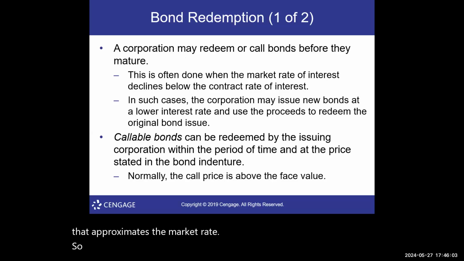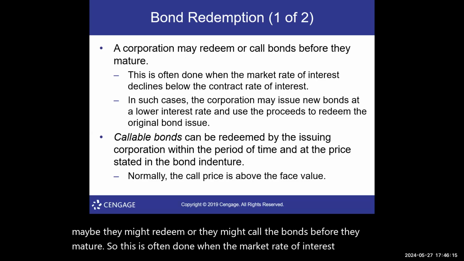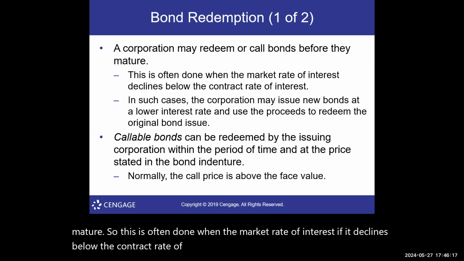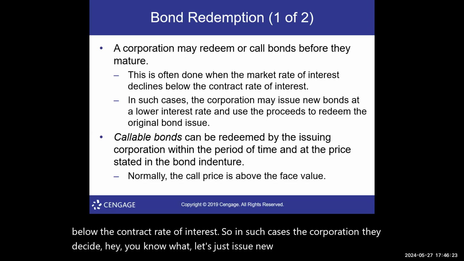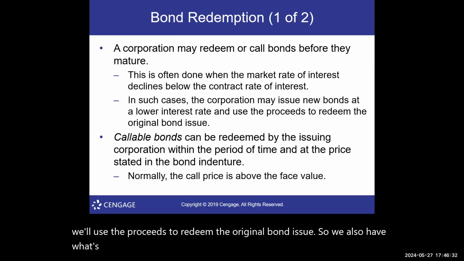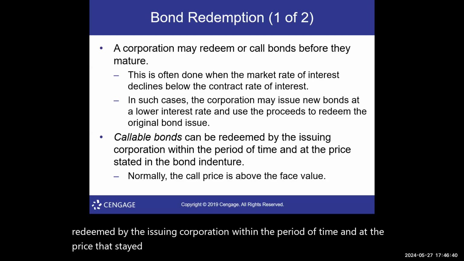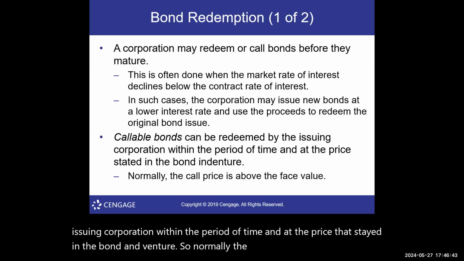So next we have bond redemption. A corporation, as we stated earlier, might redeem or call the bonds before they mature. This is often done when the market rate of interest declines below the contract rate of interest. In such cases, the corporation decides, let's just issue new bonds at a lower interest rate, and then we'll use the proceeds to redeem the original bond issue. We also have what are called callable bonds, and these bonds can be redeemed by the issuing corporation within the period of time and at the price that's stated in the bond indenture. Normally the call price is above the face value.